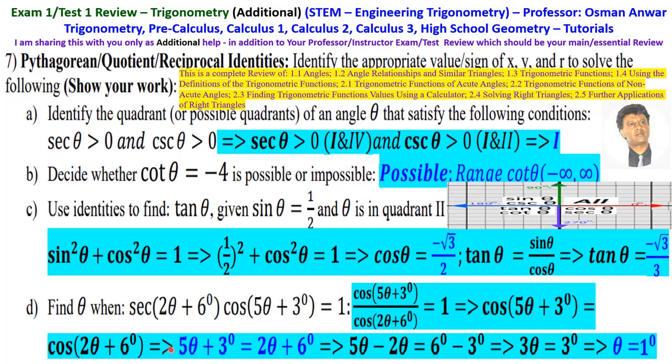This means 5 theta plus 3 is equal to 2 theta plus 6. That is 5 theta minus 2 theta is equal to 6 minus 3. That is 3 theta is equal to 3, theta is equal to 1.